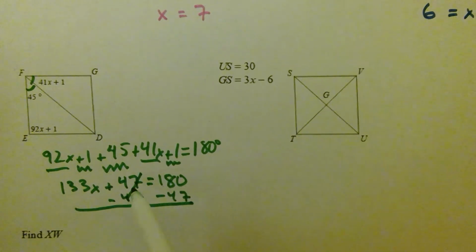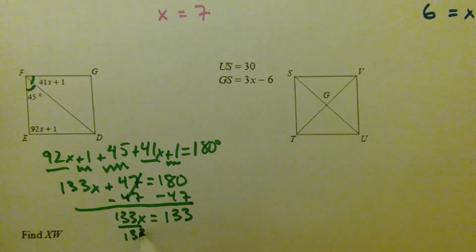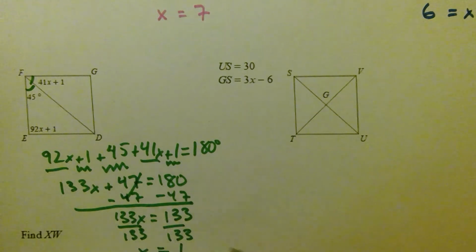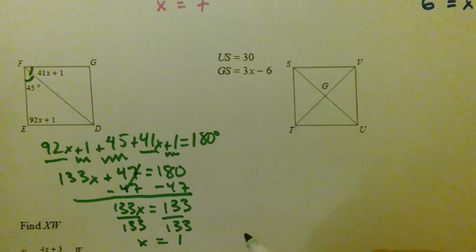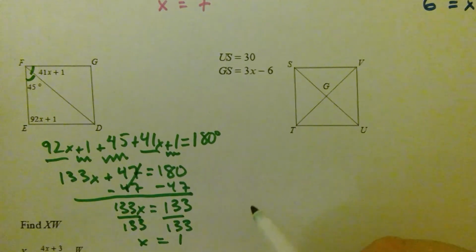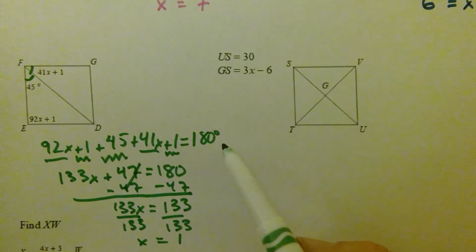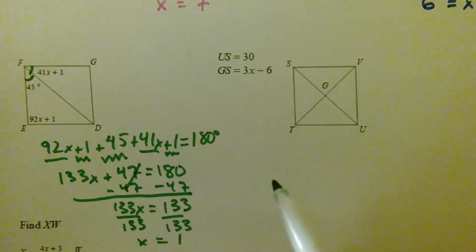So my plus 47 minus 47 zeroes out. 133x equals, how convenient, 133. And then divide by 133 on both sides. And so x equals 1. There we go. So in this case, we equal 180 degrees because we have adjacent angles. We'll move on to one with some diagonals in it.